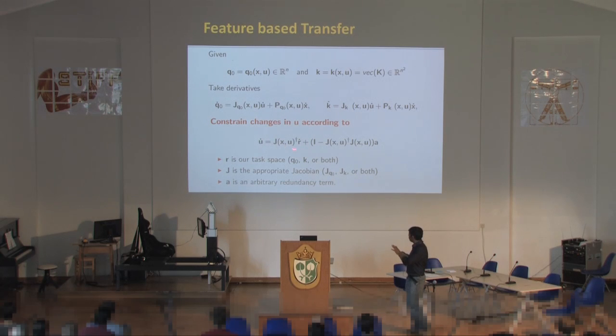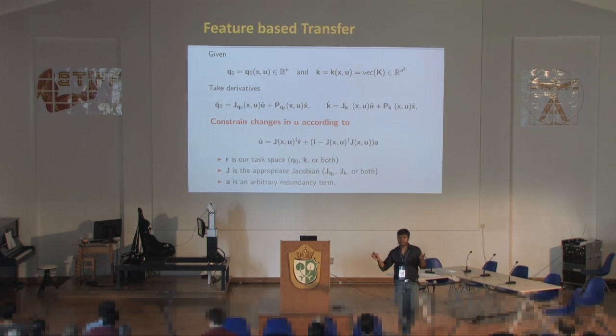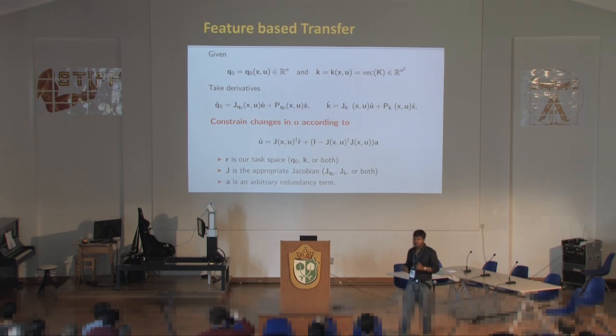Now, this is a bit overloaded notation here. R here is our task space, which can be either the equilibrium position, the stiffness, or both, depending on what you want to put as your task space. J here is your appropriate Jacobian, again, depending on what you're controlling. What is your primary? What is your secondary? So yesterday, there was some reference to here's your primary task and here's your secondary task, and how you additionally handle the hierarchies. So this is flexible in the scenario, but you can do that. And then A is an arbitrary redundancy term. So this is a framework for transferring behaviors at the level of feature tracking.